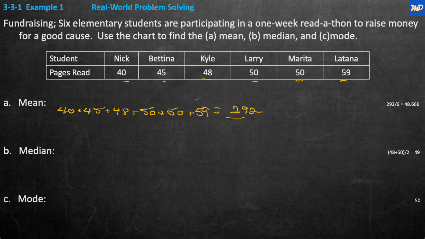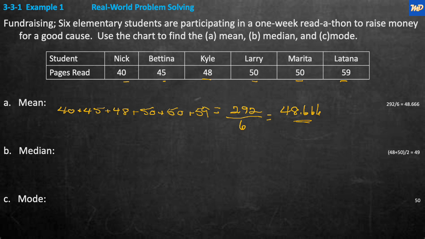Okay? And then the mean says add them all up and divide by the number of elements or values. 1, 2, 3, 4, 5, 6. There are 6, so we're going to divide by 6. And if you do that and divide by 6, the number ends up being 48.666. That is the mean of these numbers. So you just add them up and divide by the number and whatever it comes out to.